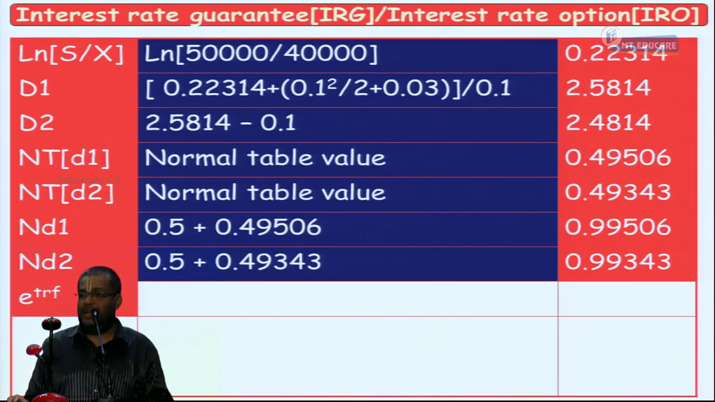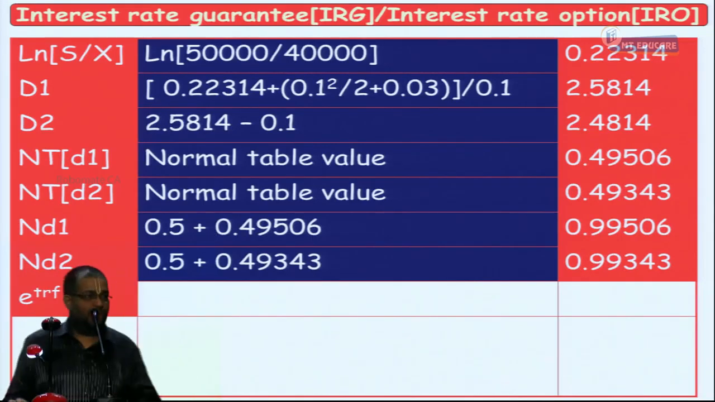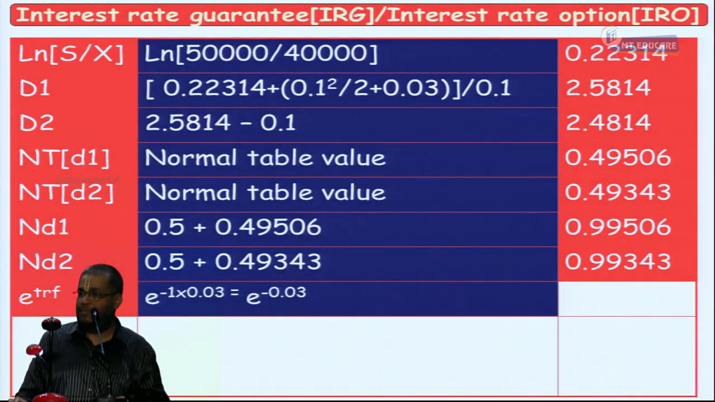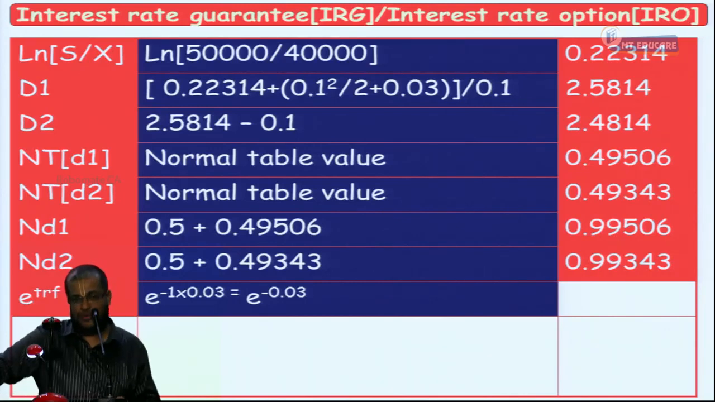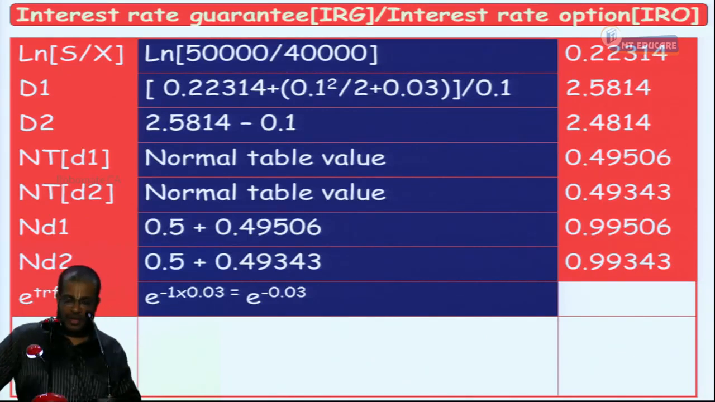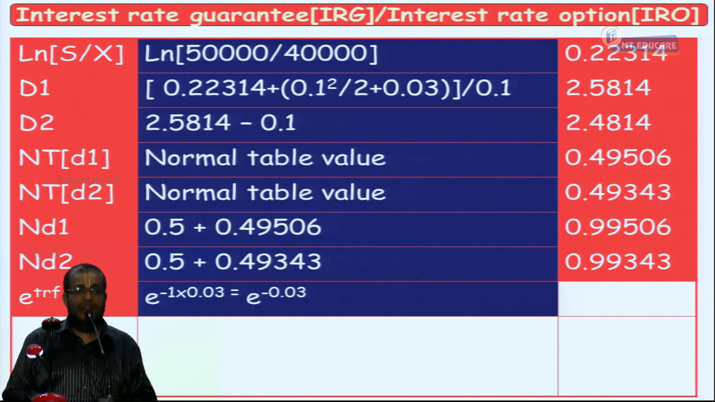e power minus rf t. The minus is hidden under the red line. So e power minus rf t. What is rf? 3%. What is t? 1 year. e power minus 1 into 0.03 is equal to e power minus 0.03. Number already memorized. What is e power minus 0.03?